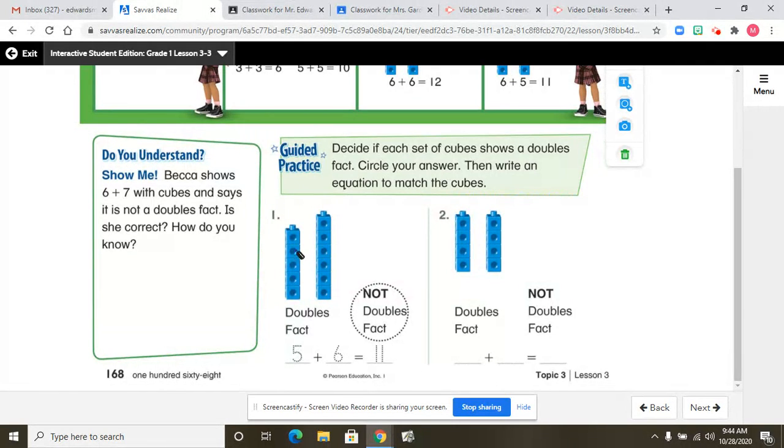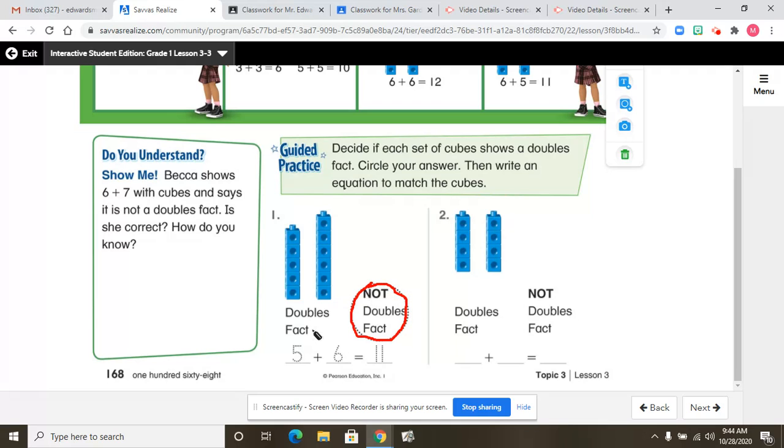Okay, if we look at the cubes, there are 1, 2, 3, 4, 5 here, and 1, 2, 3, 4, 5, 6 here. So, are these two towers the same? No, they are not. So, this cannot be a doubles fact. So, trace the circle around not a doubles fact.